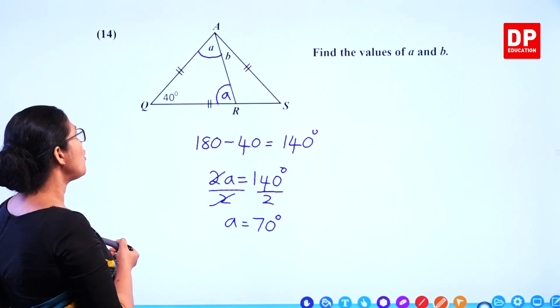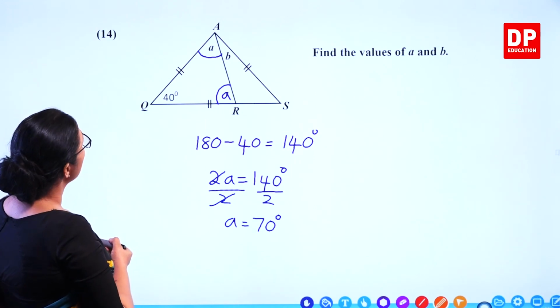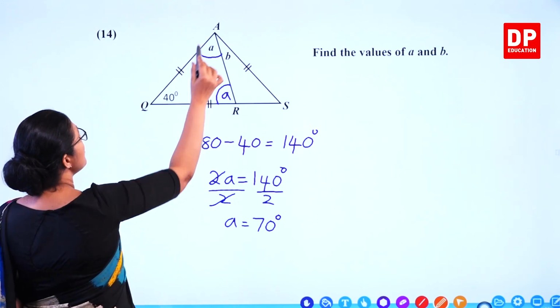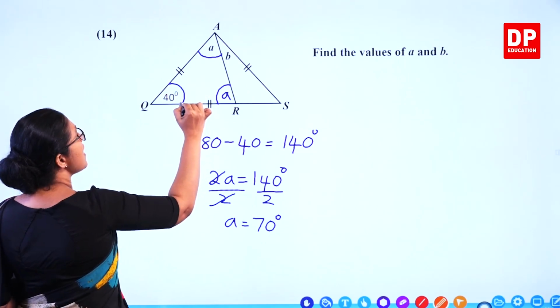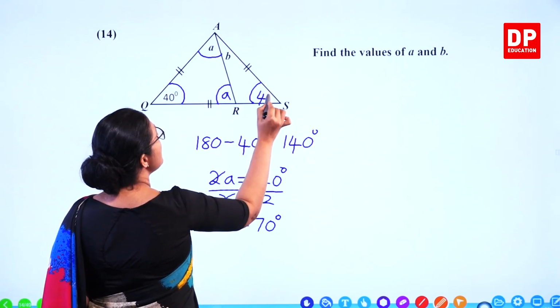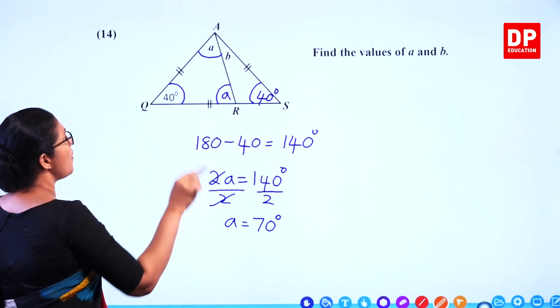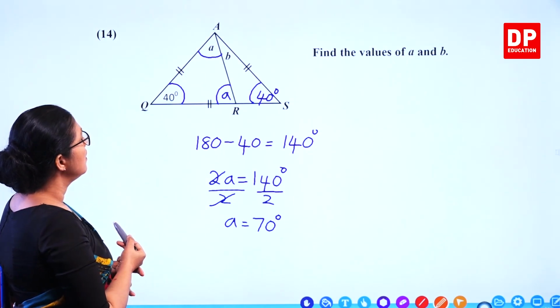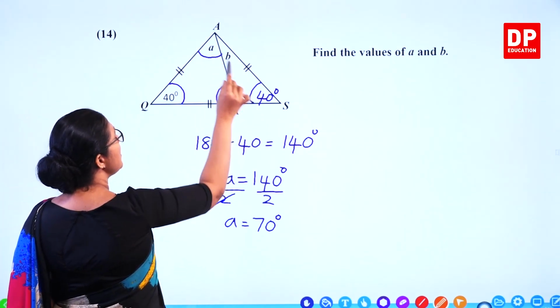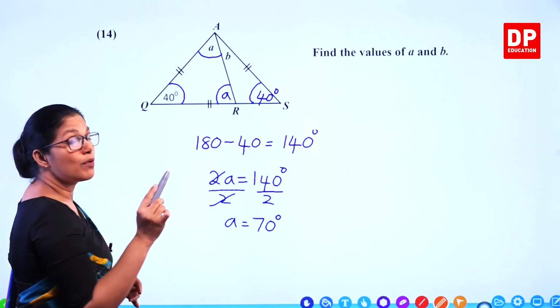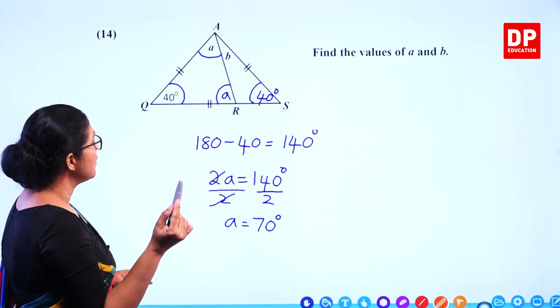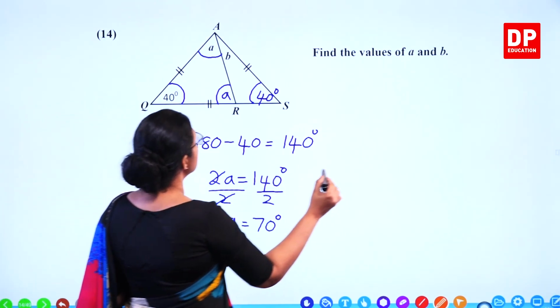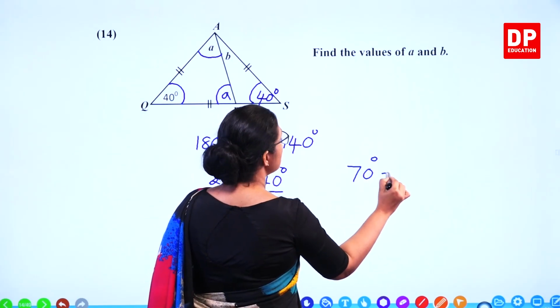Then you have to find out b. How can we find out b? Now can you see? This angle and this angle should be equal because AQ and AS are equal. Now look at b and 40. That should be equal to the exterior angle. So that's 70. So 70 is equal to 40 plus b.